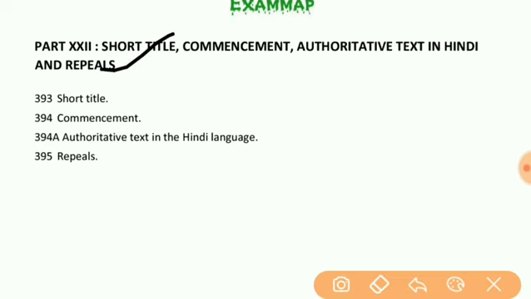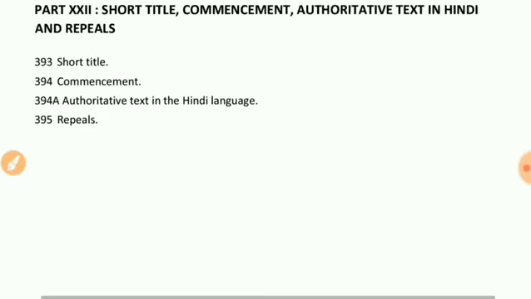Part 22, short title, commencement, authoritative text in Hindi and repeals. These are all the articles.